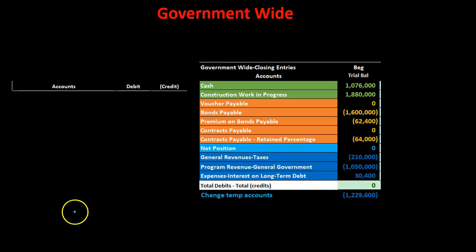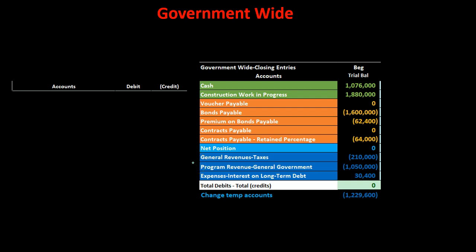Back to the government-wide activity. We're now going to do the closing entries. We're going to say it's the end of the year, end of the period. We're going to close out our accounts now, the temporary accounts, those below what would be kind of like the equity section or the net position, the dark blue accounts here, the revenue and expense type of accounts. We're going to close them into the net position account. Fairly straightforward, pretty much the same as we would see in a for-profit organization.